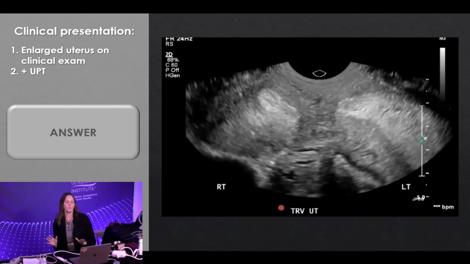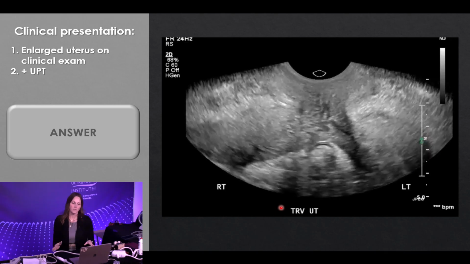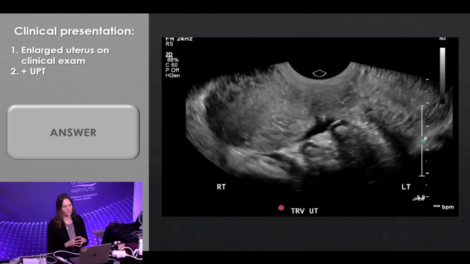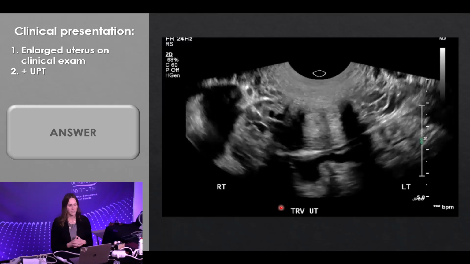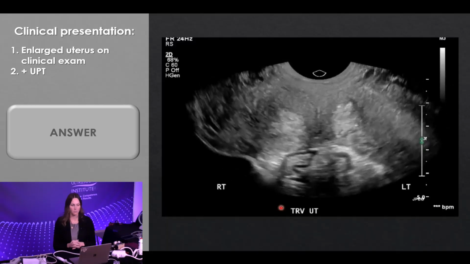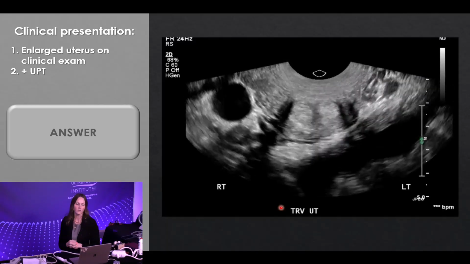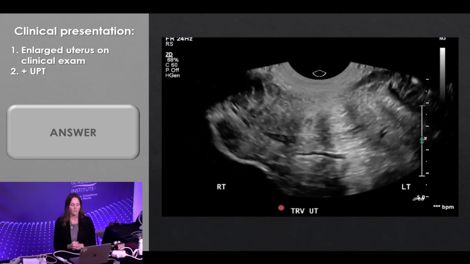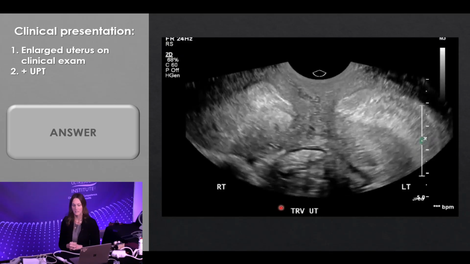This is just kind of a fun one to put on your radar because we don't have a lecture about this today, but when you're looking at first trimester pregnancies, I want you to have at least an example of it. So clinically, this uterus is enlarged, and we have a positive pregnancy test.